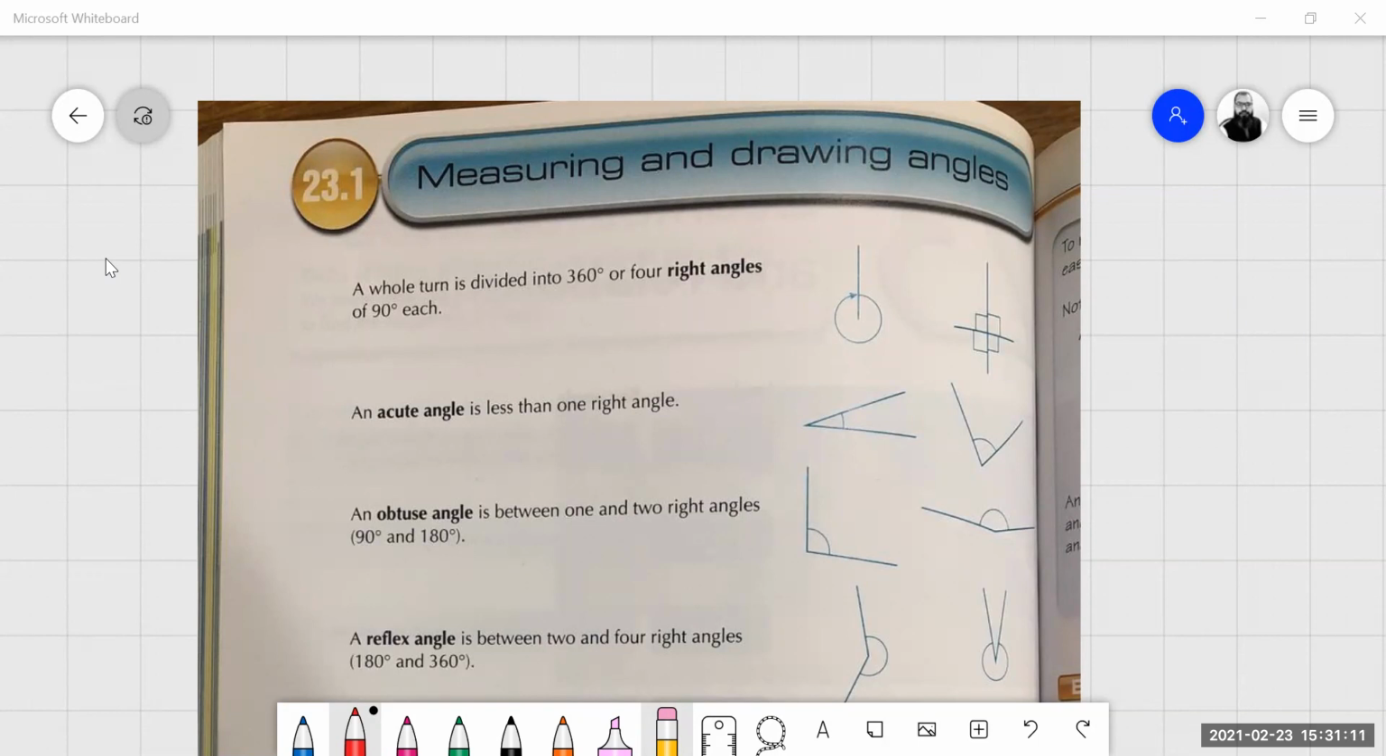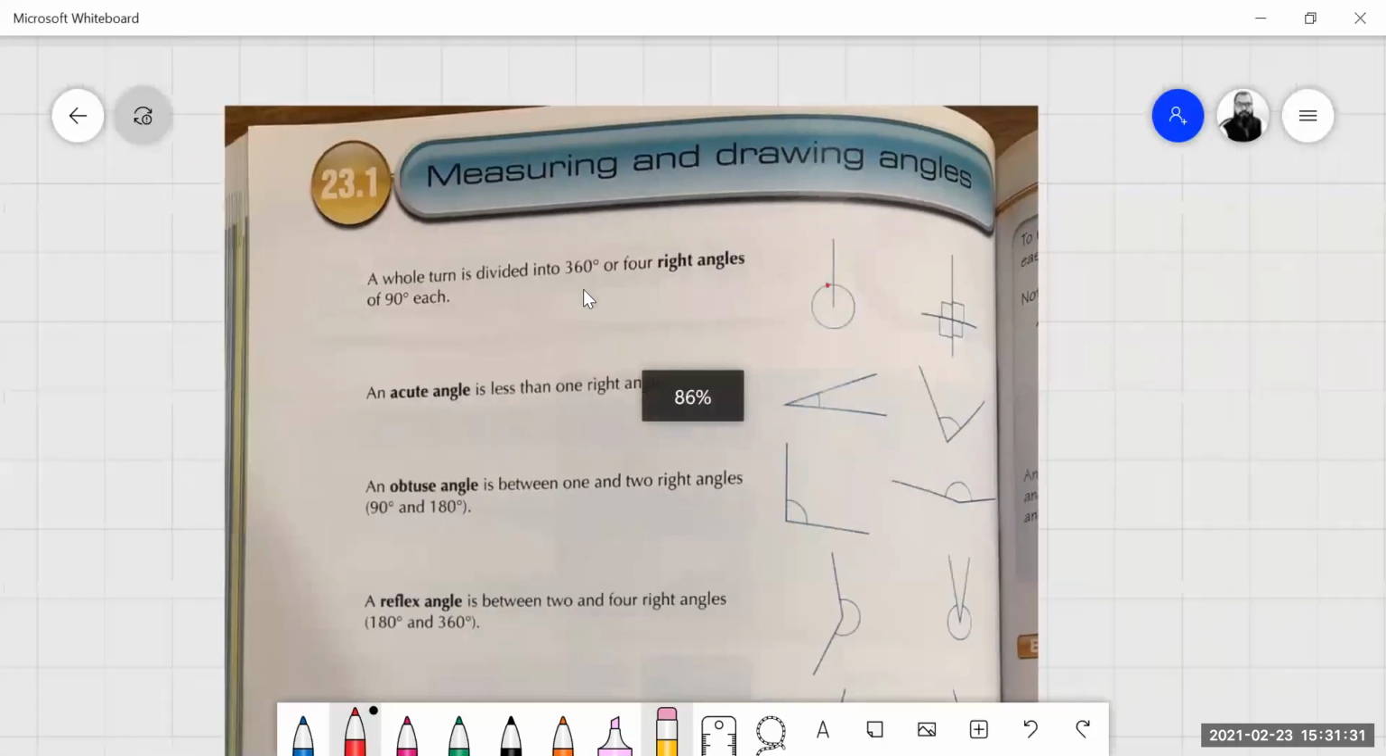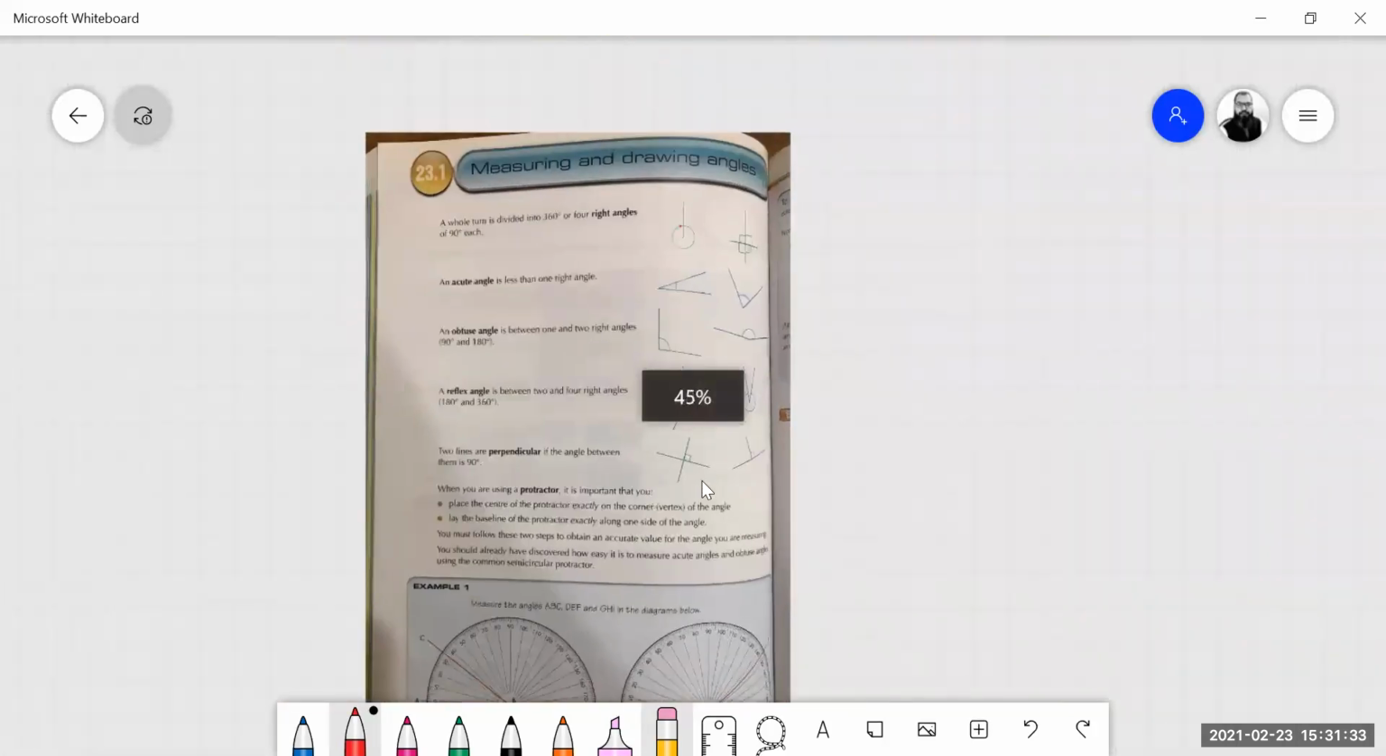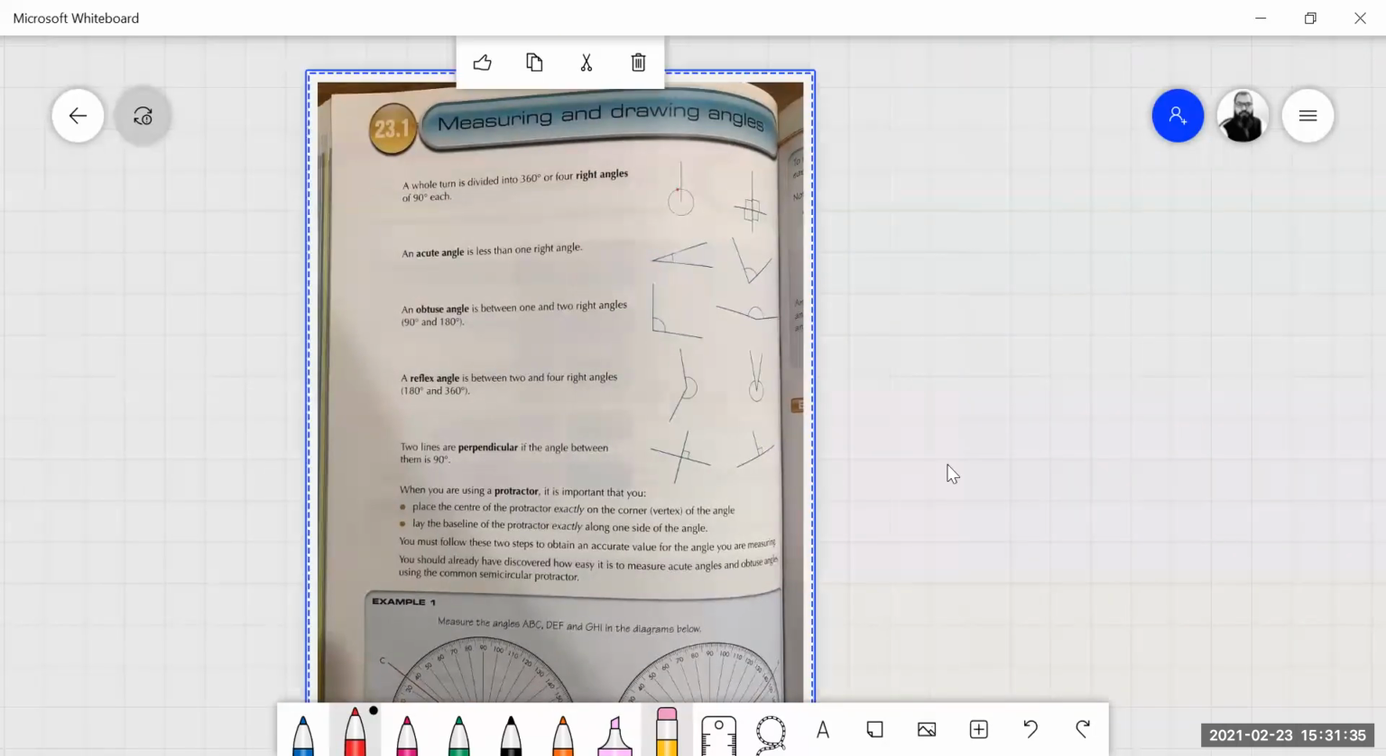Measuring and drawing angles. The whole turn is divided into 360 degrees, or 4 right angles. This whole circle is equal to 360 degrees, or you can say 4 right angles. And one right angle is 90 degrees.